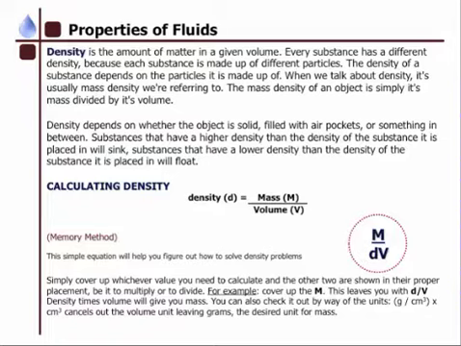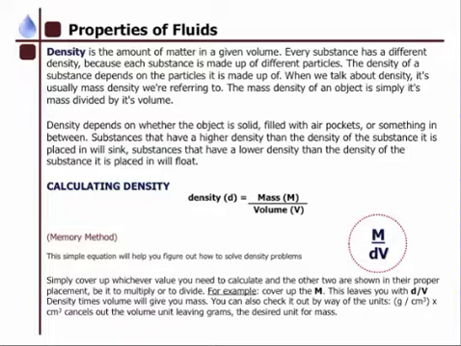Density depends on whether an object is solid, filled with air pockets, or something in between. Substances that have a higher density than the substance they are placed in will sink, and substances that have a lower density than the substance they are placed in will float. This is why cork floats on water while rock does not: the cork is less dense than the water, in comparison to the rock, which is more dense than the water.